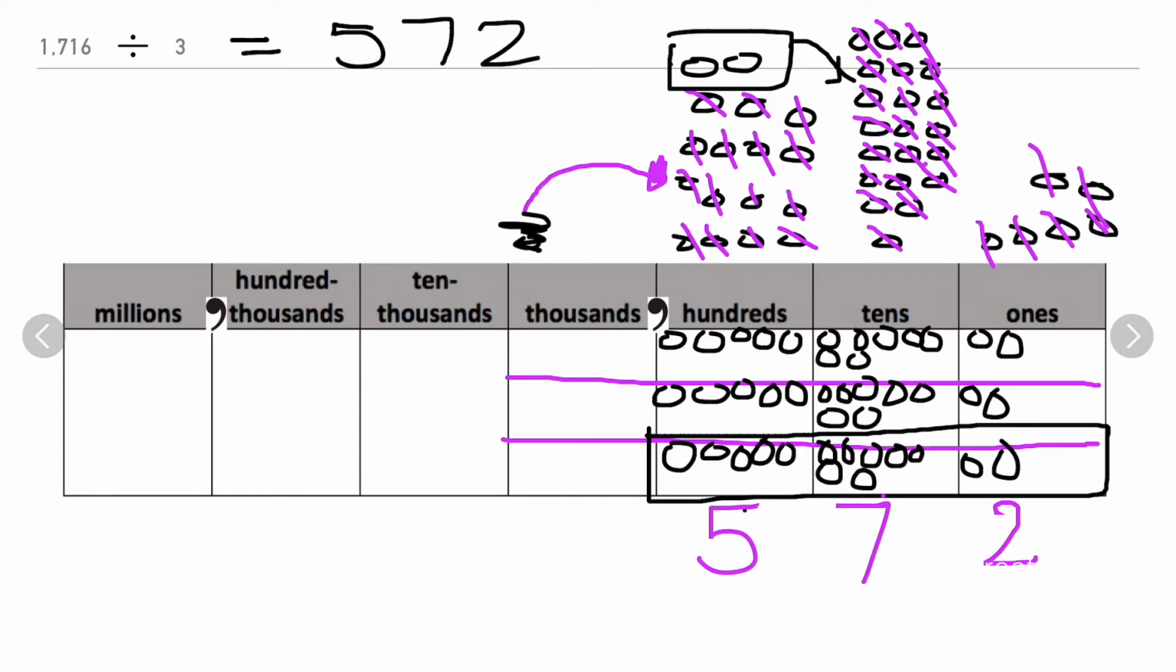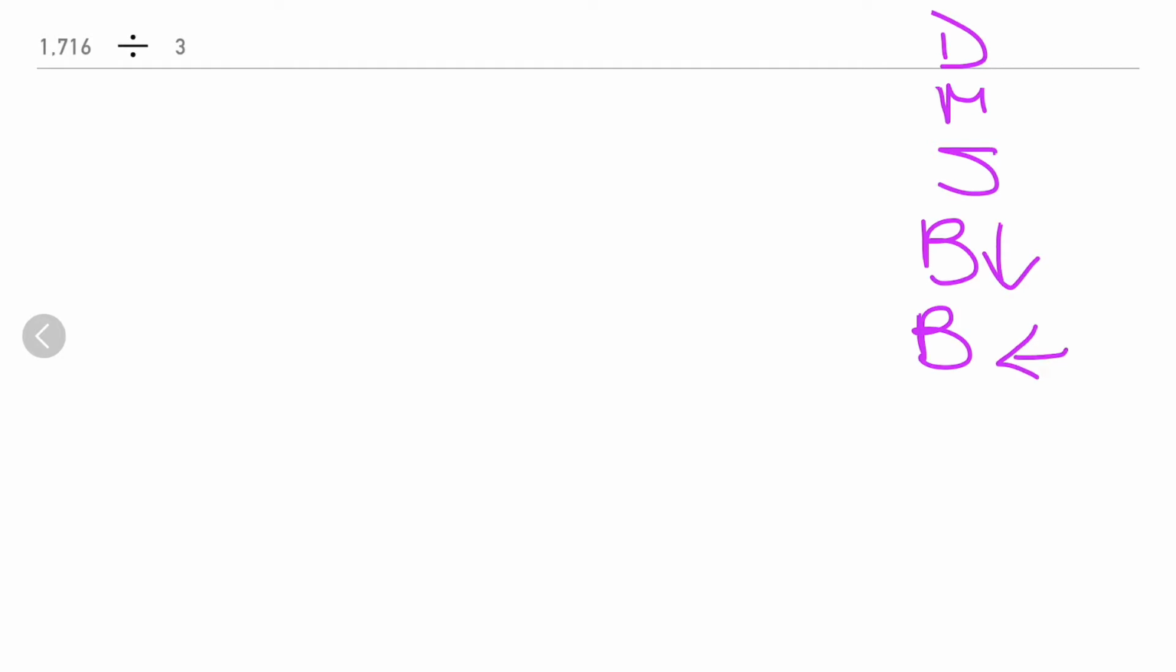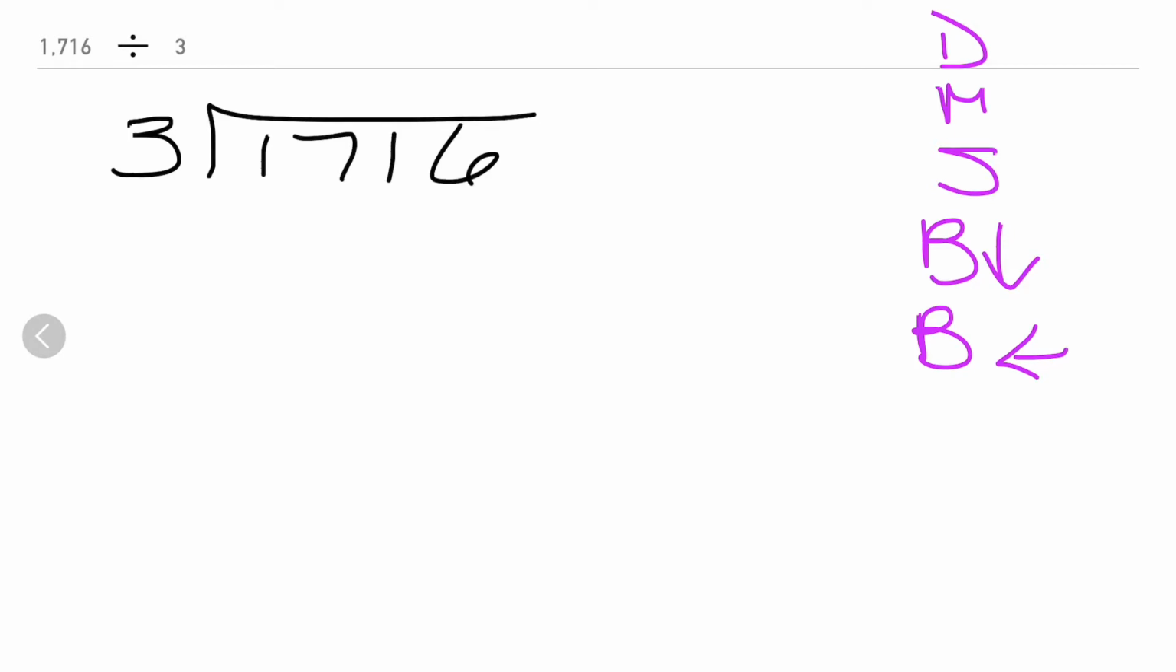Let's go ahead and do this problem using an algorithm. Remember that song, divide, multiply, and subtract. Bring it on down and bring it on back. And set up your problem. Your divisor going outside of your house and your dividend inside of your house. Divide, multiply, and subtract. Bring it on down and bring it on back. Divide. 3 goes into 1. How many times? Yeah, 3 cannot go into 1. So what do I need to do next?